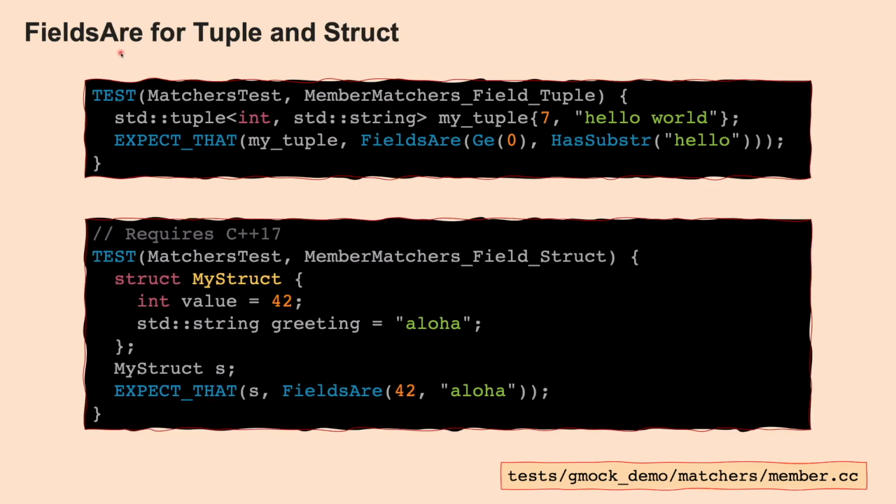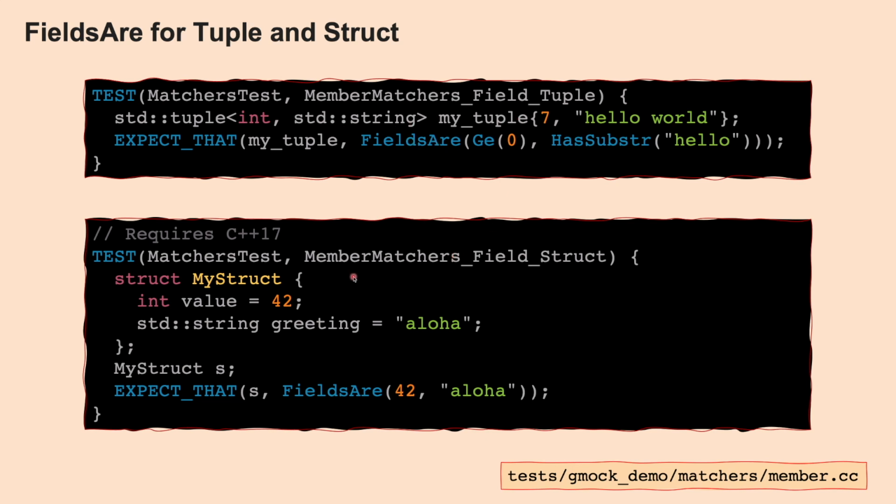Up next, fields are for tuple and struct. So fields are can also be used on std tuple. Let's say I have a tuple which has int and std string. The value of my tuple is 7 for the int part and hello world for the string part. Now I can say the fields of my tuple, the first one is greater than 0, which is true because the first one is 7, and the second one has substr hello, which is also true because my string is hello world. So fields are is used to separate the fields of my tuple.